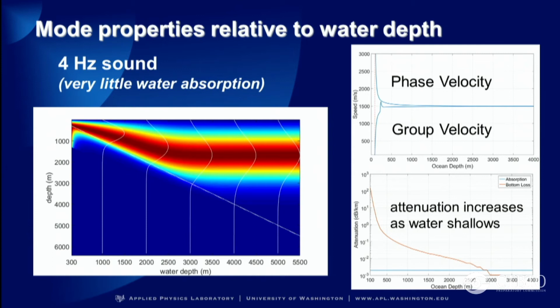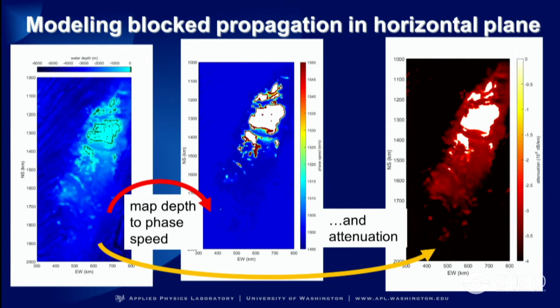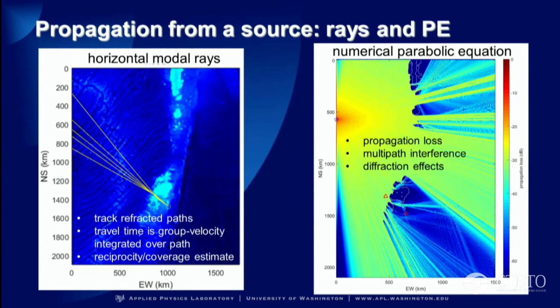And when you look at the phase speed, which is actually the interference of the wavefront, so if you have no interference, you'll have a constant phase speed. As you get into shallower water, you'll have refraction away from the shallow water into the deeper water, because it wants to go to the lowest phase speed. So how can we model this? Basically, we take the bathymetry, and we can map that to a phase speed and an attenuation, so we make sure that we're not tracing sound that wouldn't exist. And then we can either produce rays, and that's where I produced this refraction out of the keyhole, or we can use a numerical method, like a parabolic equation, to include things like diffraction effects.